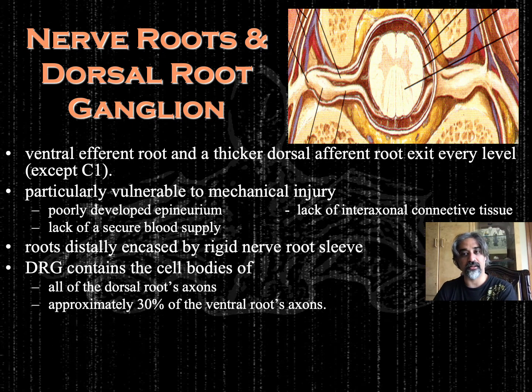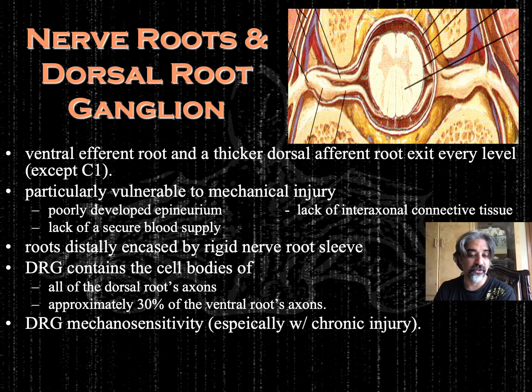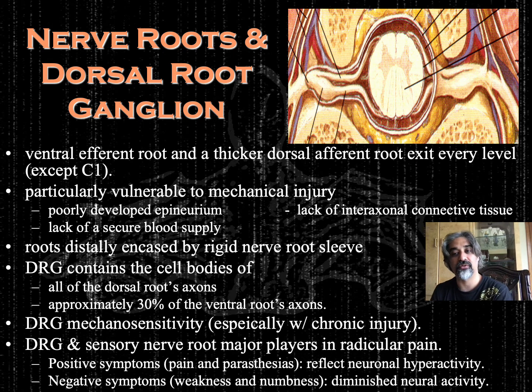The dorsal root ganglion contains the cell bodies of all the dorsal root axons, and in one anatomical study, it's funny, approximately 30% of the ventral root's axons. I asked Dr. Goldstein about this. This was actually in his paper. The dorsal root ganglion has also demonstrated mechanosensitivity that is especially seen with chronic injury, and the dorsal root ganglion and sensory nerve root are major players in radiculopathies.